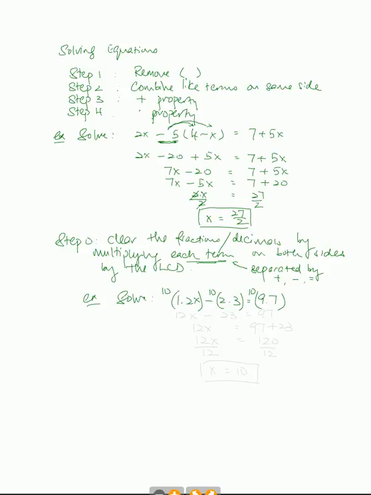So 1.2 times 10 makes it 12x. 2.3 times 10 is 23. And 9.7 times 10 makes it 97. So there's nothing to combine like terms. Okay, so to bring them to the same side, I have to apply addition property. And minus 23, when it crosses the equal sign, becomes positive 23. So what I have now is 12x equals 120. And to get rid of the 12, I'm dividing both sides, which makes it x equals 10.